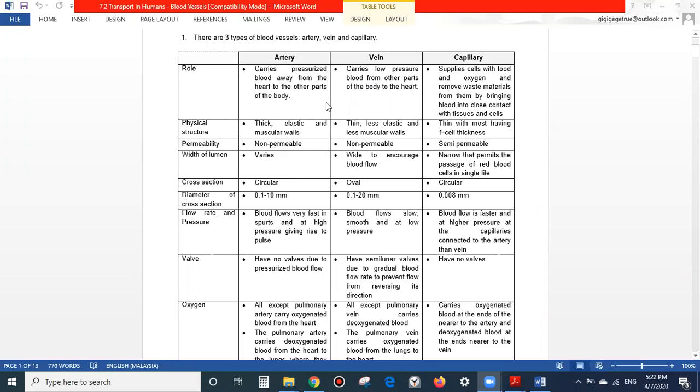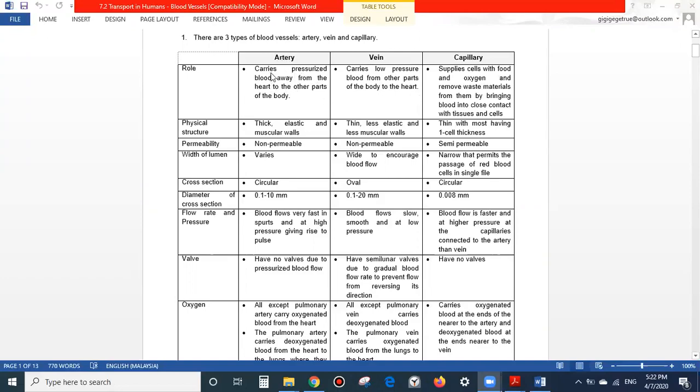Carrying oxygenated blood away from the heart. Carry oxygenated blood away. Wait. Yeah, that is wrong. The artery and vein are not defined by what they carry. They are defined by how they carry. That means, are they carrying blood away from the heart or towards the heart?